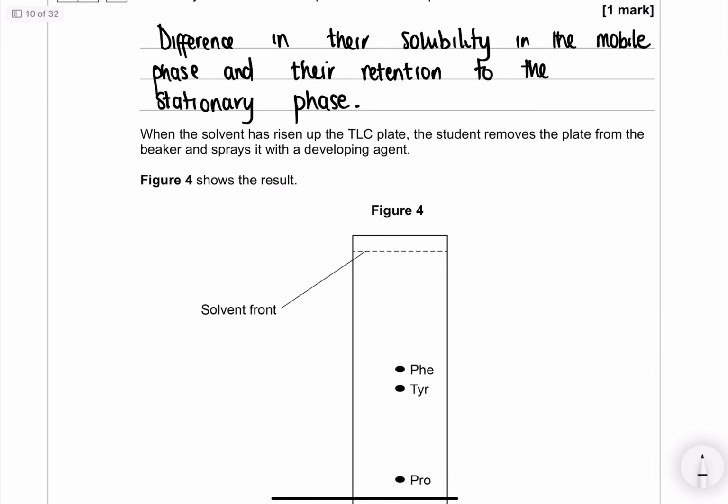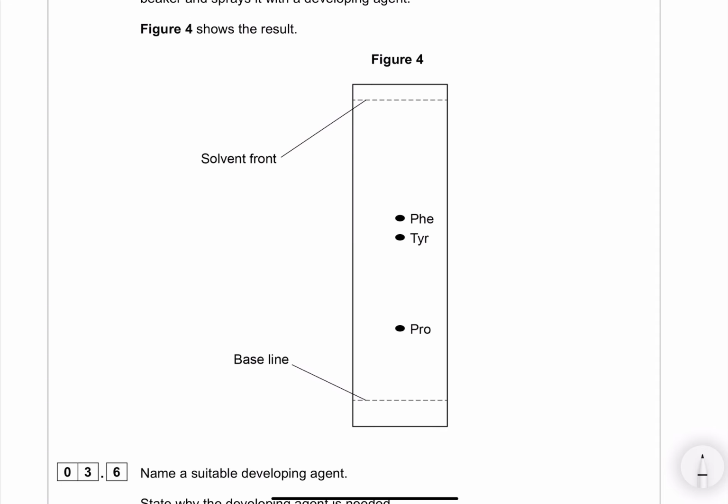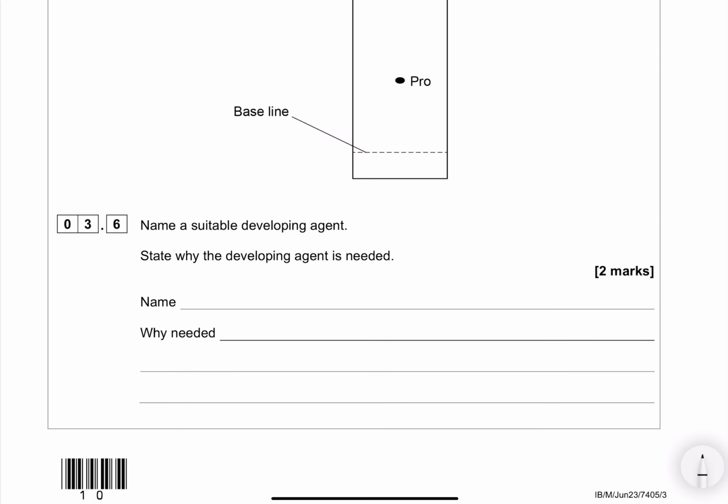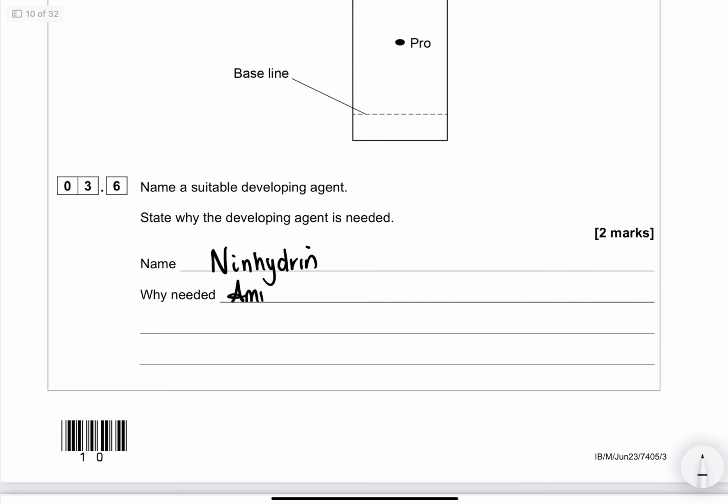When the solvent has risen up the TLC plate, the student removes the plate from the beaker and sprays it with a developing agent. Figure 4 shows the results. Name the developing agent. Well, for amino acids, the developing agent is called ninhydrin. The reason we need it is that amino acids are colourless, and ninhydrin makes them visible.